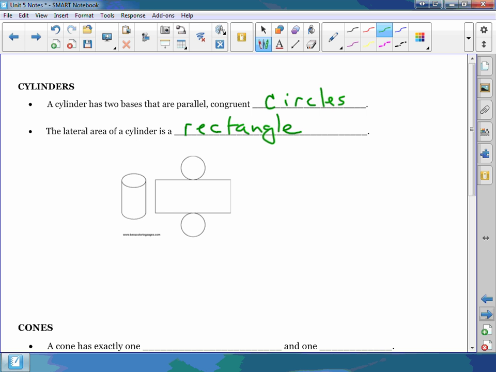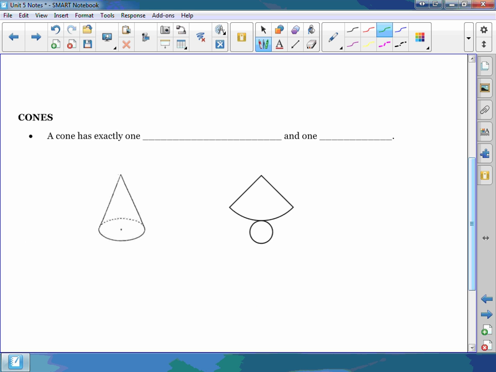Again, not much else we're going to talk about with pyramids, cylinders right now. And cones, kind of the same thing. A cone has exactly one base. We'll call it a circular base.